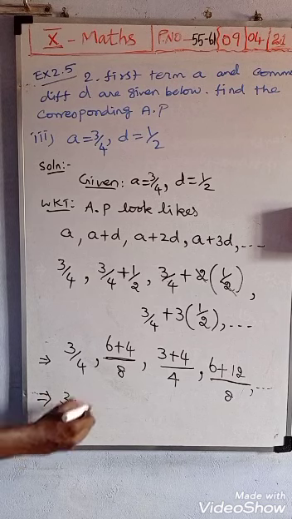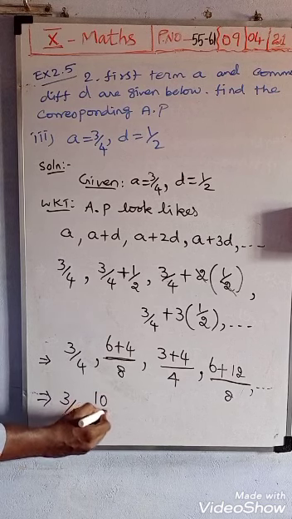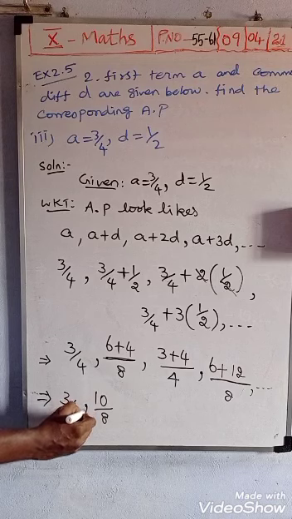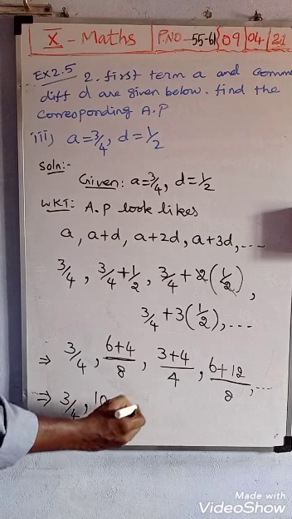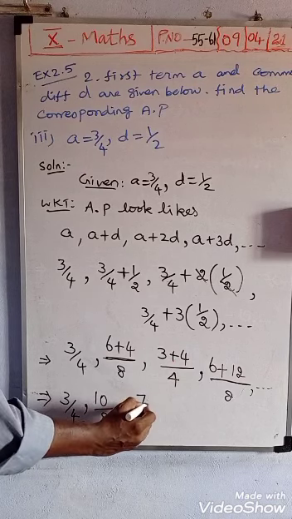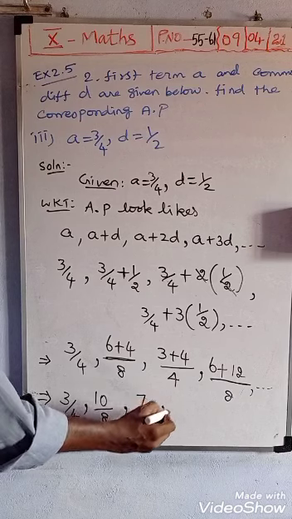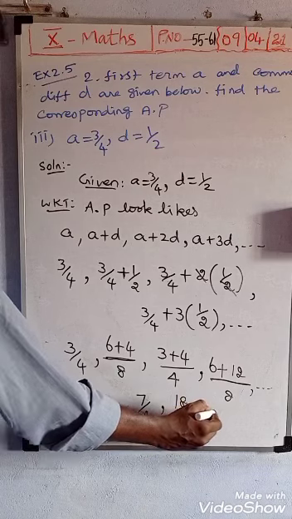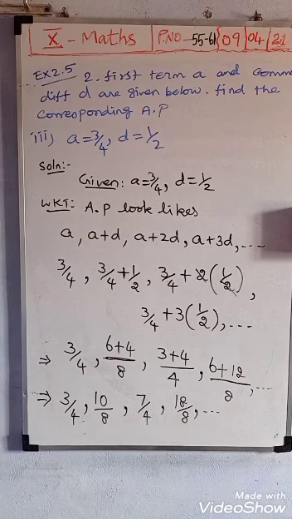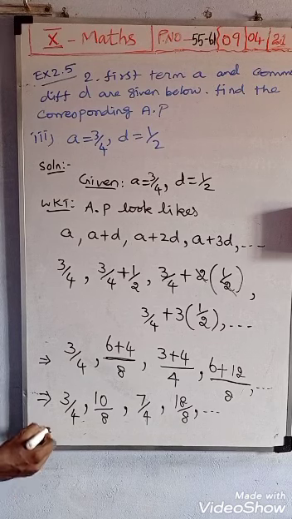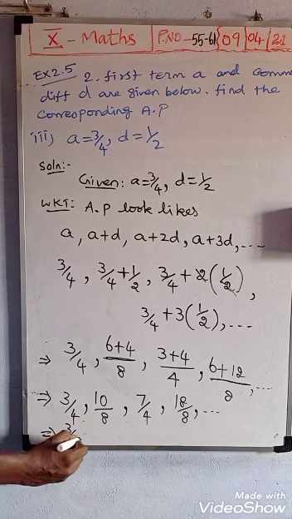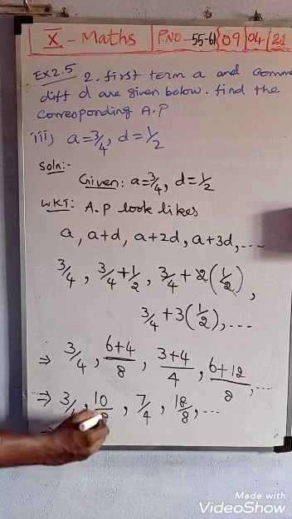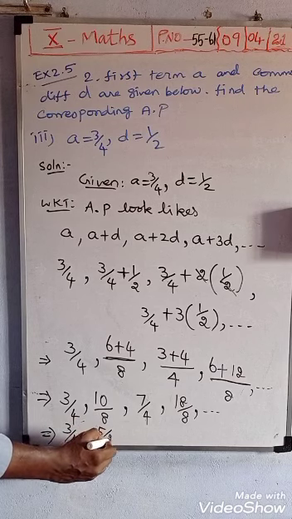3 by 4. Here 6 plus 4 is 10, so 10 by 8. Next, 3 by 4, 3 plus 4 is 7, so 7 by 4. Next, this you should add: 18 by 8, up to etc. Next step, if it is possible you should cancel and write. Now, 3 by 4 we cannot cancel. 10 by 8, 2 table cancel, means 5 by 4.